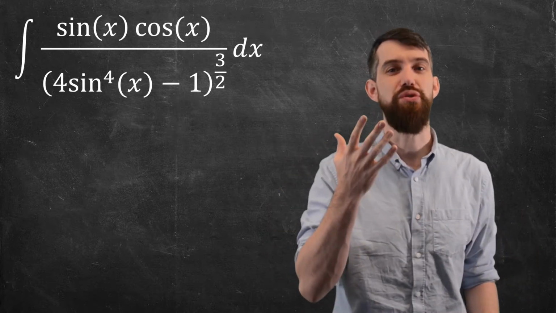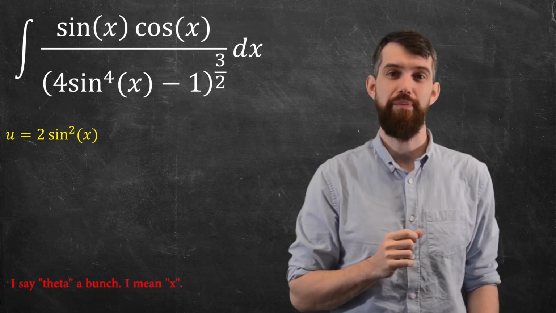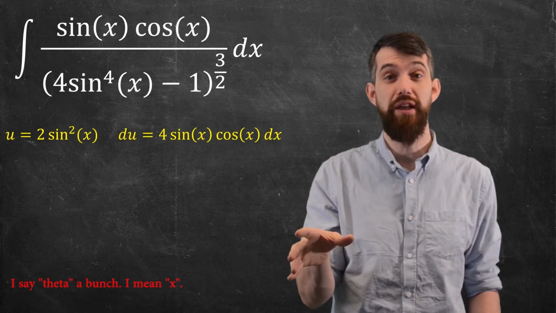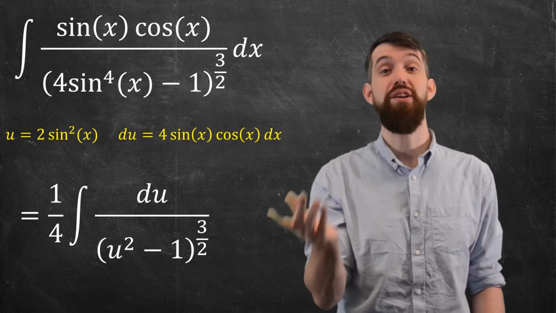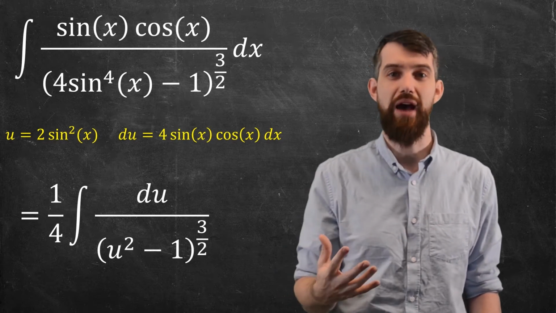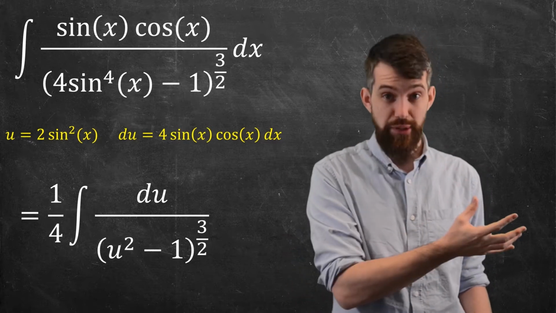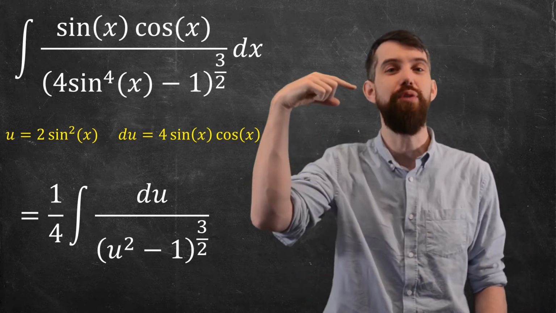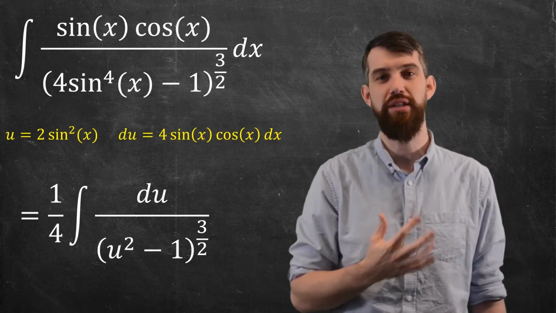So what if instead I do this? I will set my u to be equal to twice sine squared of theta. Then my du is going to be 4 times sine of theta, cosine of theta. If I take all of that and plug it in, because of the 4 sticking there, you get a 1/4 out the front, and then it's just a du over u squared minus 1 to the power of 3/2. So with a little bit of anticipation, we've chosen a u substitution that puts the integral into a standard form where I can then do a trig substitution. Things like u squared minus 1 are screaming to have a trig substitution.